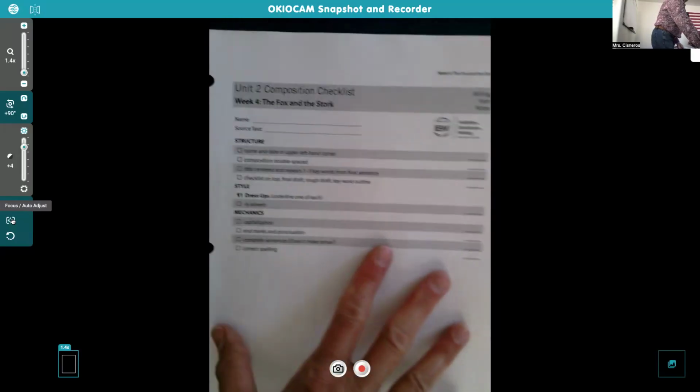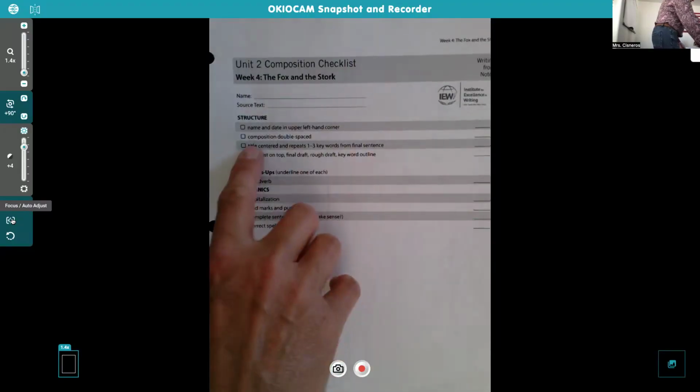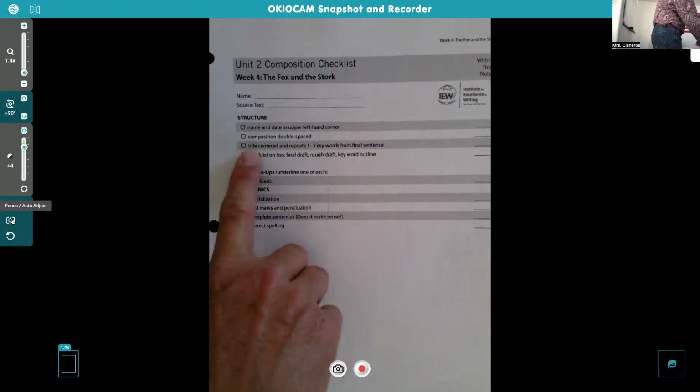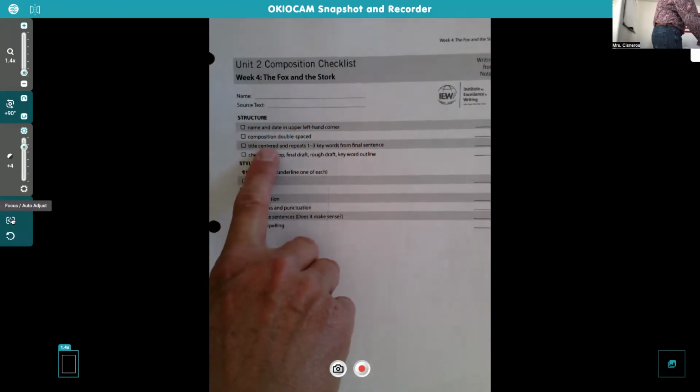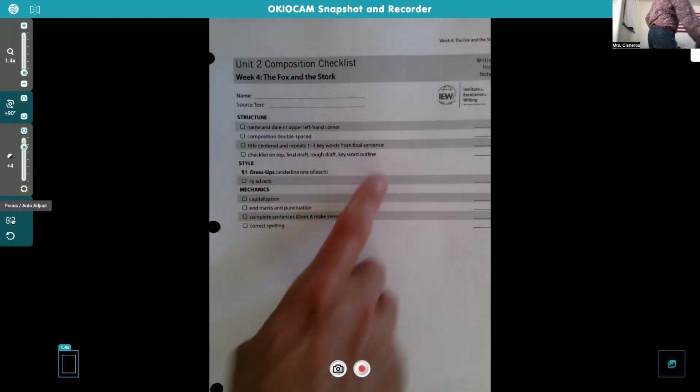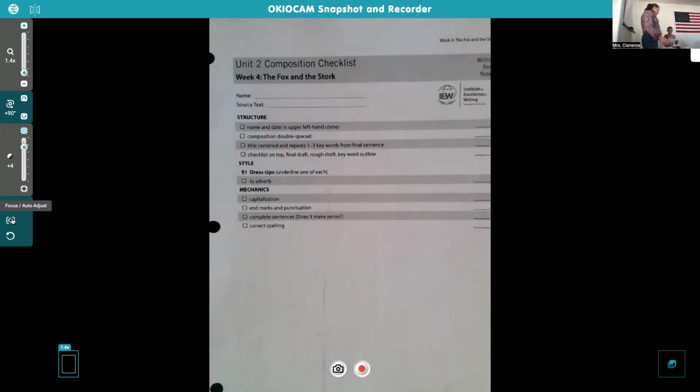On your checklist, and this one is for the fox and the stork, but I just want to show this one to you also. Do you guys notice the third box down says, title centered and repeats 1 to 3 key words from final sentence. Can I see yours? So I'm just gonna read Jason's, and by the way, Jason did a great job leaving a blank. That's what I wanted you to do. And then his final sentence says, we only hurt ourselves when we get angry.